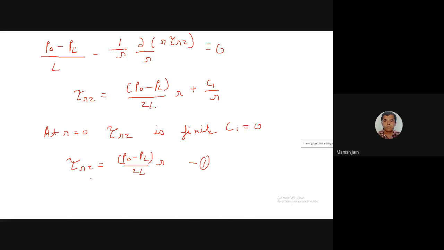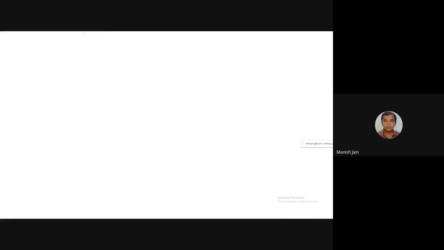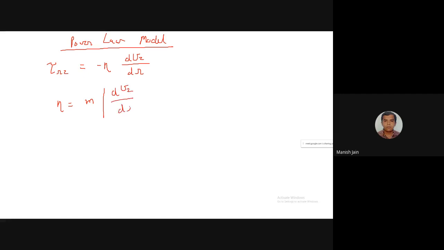Now again, the power law model. The power law model is tau rz equal to minus eta dvz by dr, where eta equal to m times mod of dvz by dr to the power n minus 1.